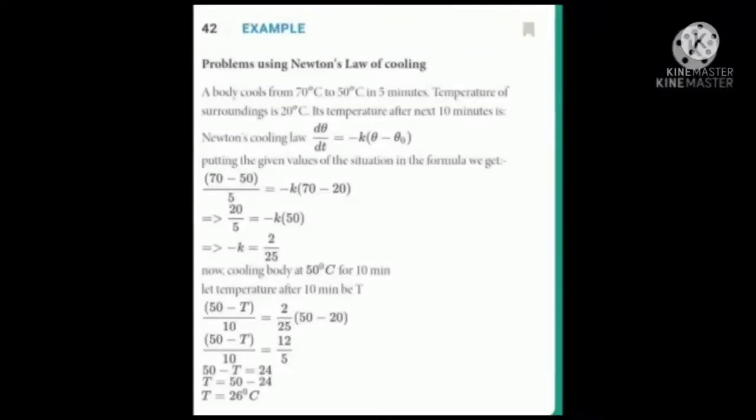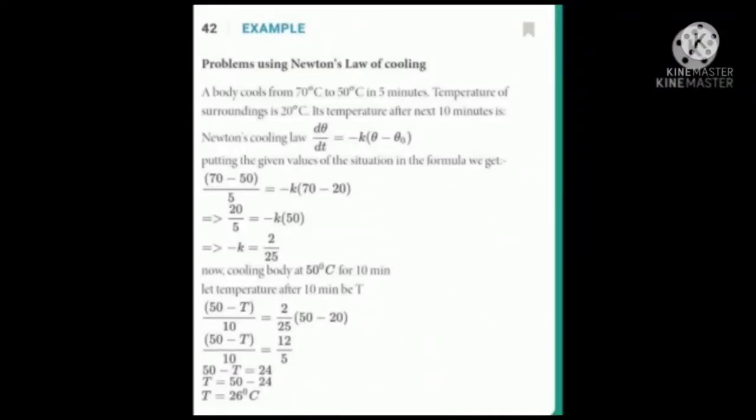Newton's law of cooling, we already know that. We saw it as dQ by dt. Here it is given as d theta by dt, that is equal to minus k (theta minus theta s). So putting the given values of the situation in the formula, we get (70 minus 50) by 5 is equal to minus k into (70 minus 20), which gives the k value as 2 by 25.